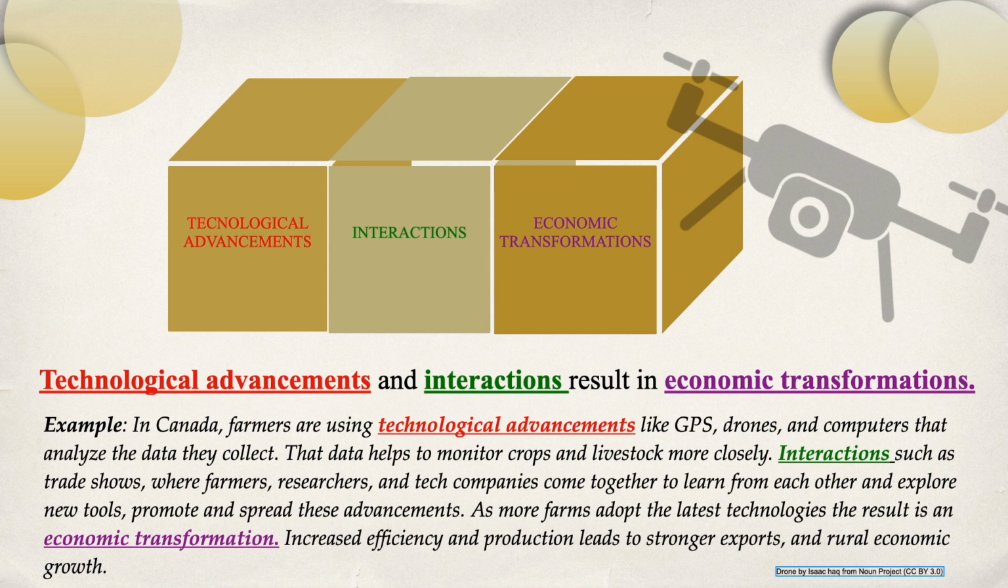Interactions such as trade shows occur. These are where farmers, researchers, and tech companies come together to learn from each other and explore new tools, and therefore promote and spread these advancements. As more farms adopt the latest technologies, the result is an economic transformation. Increased efficiency and production leads to stronger exports and rural economic growth.